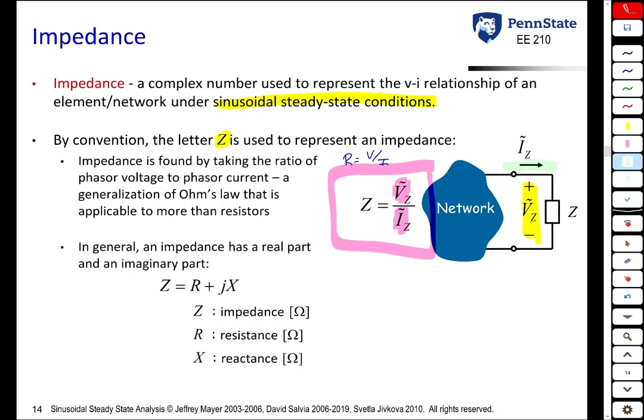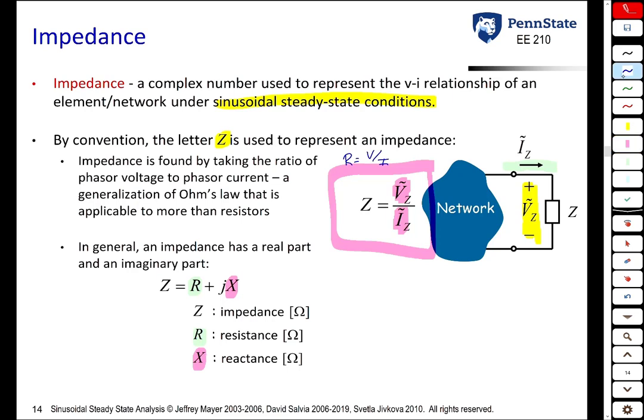In general, we're going to see that impedance is going to have both a real and an imaginary part. The real part we're going to call the resistance. The imaginary part, we have a new term we call reactance. The units of impedance, resistance, and reactance are all ohms.